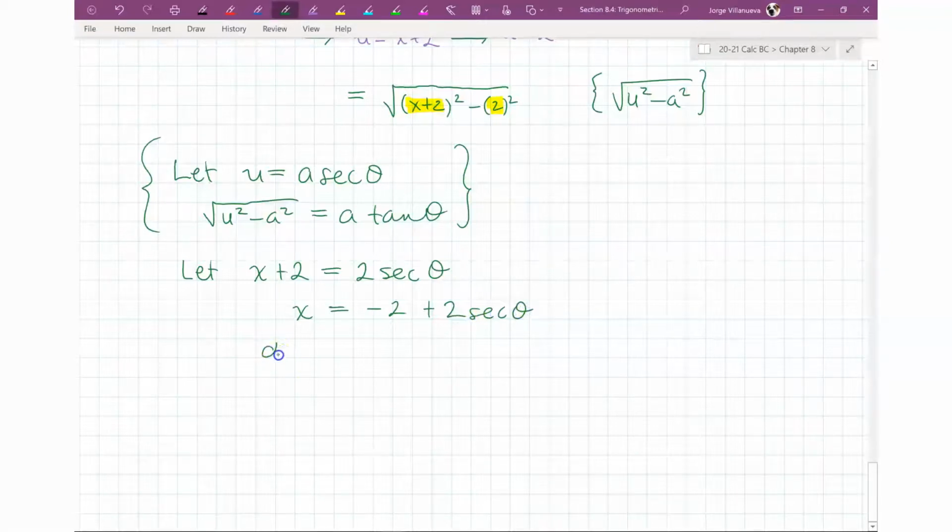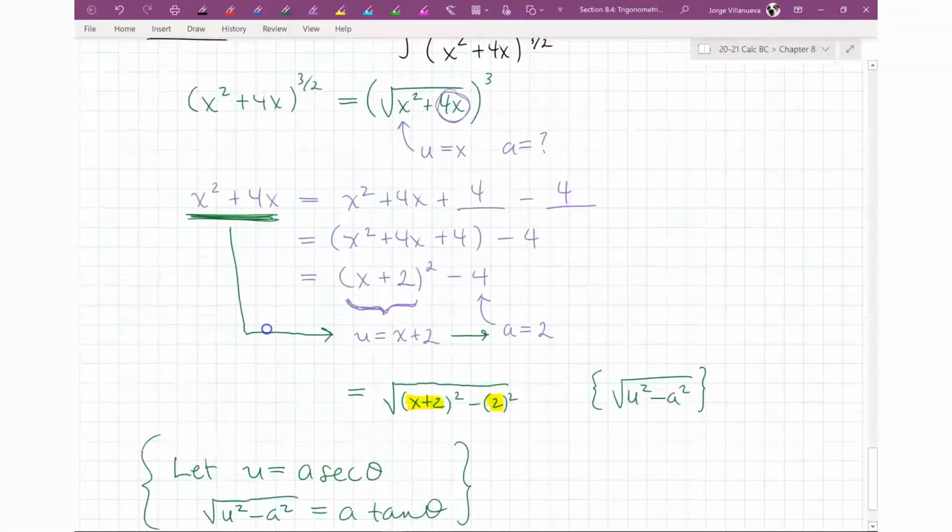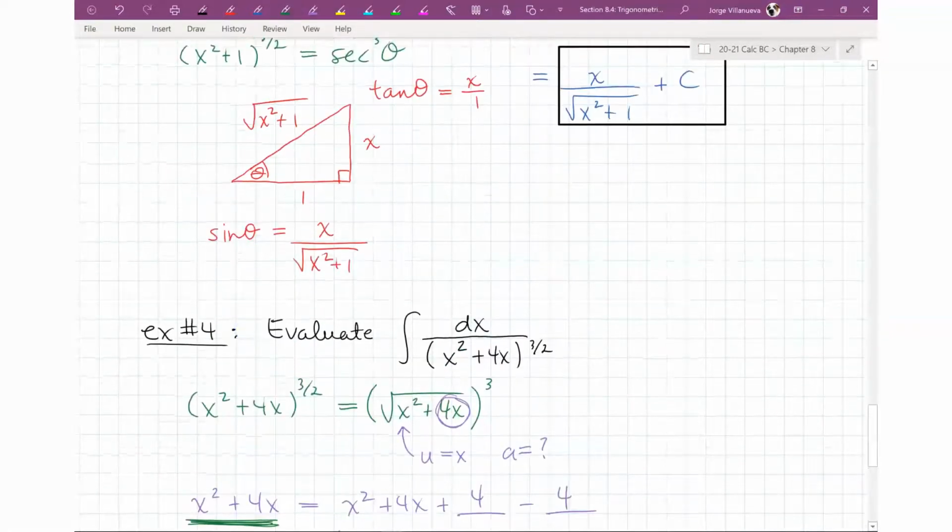My derivative: well, negative 2 becomes a 0. The 2 secant theta becomes 2 secant theta tangent theta d theta. So there's my derivative. Notice I need to know my derivative because that's part of it, right? Right here. And then I need to know this part. I need those two pieces. So I've got to figure out x squared plus 4x to the 3 halves.